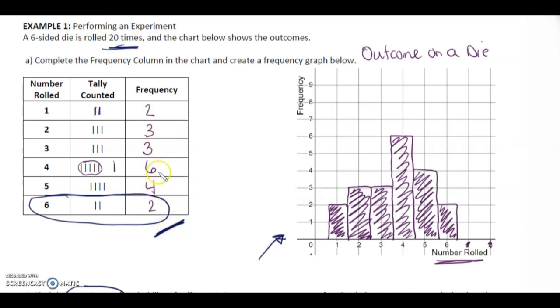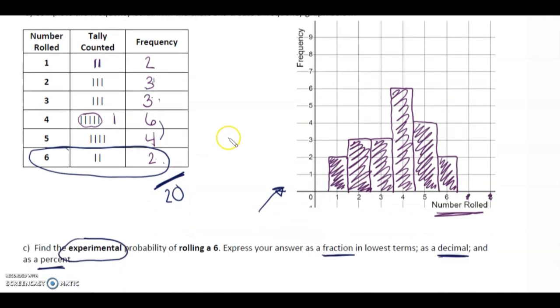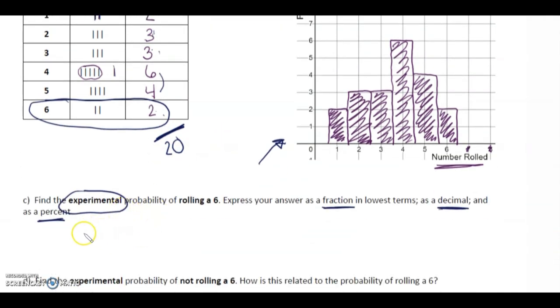So if we add these up, 6 and 4 is 10. Then we have 2, 3, 4, 5. 2 and 3 is 5. 2 and 3 is 5. So yes, this is a total of 20. So if we think about rolling a 6, the probability of rolling a 6 is 2 out of 20.